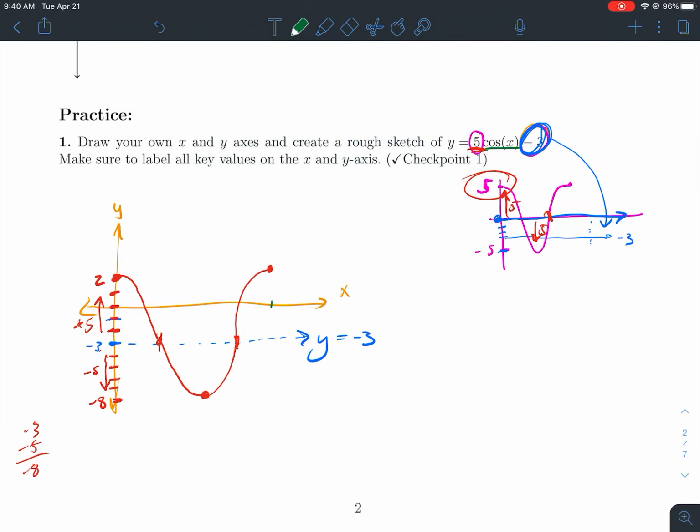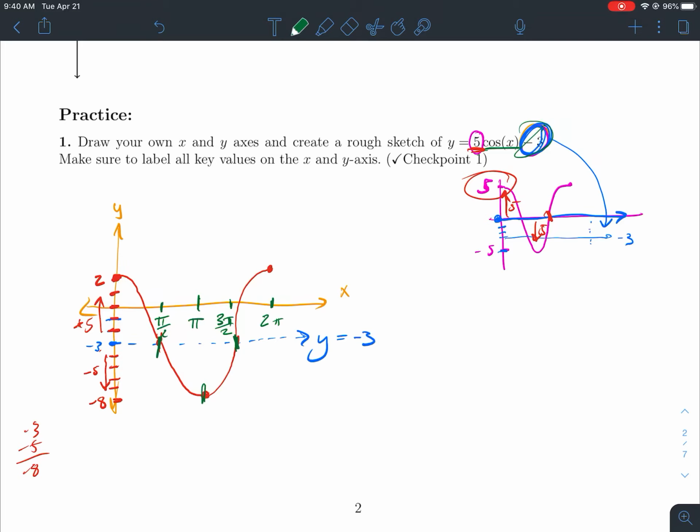And so filling in the values, where it returns to the maximum, that's a full cycle, 2 pi. In the middle here, that's pi. Where it hits the midline, that's going to be pi over 2. And here where it hits the midline, that's going to be 3 pi over 2.